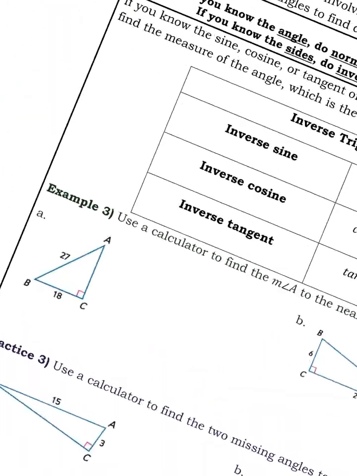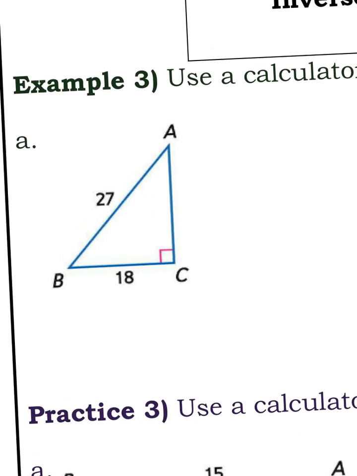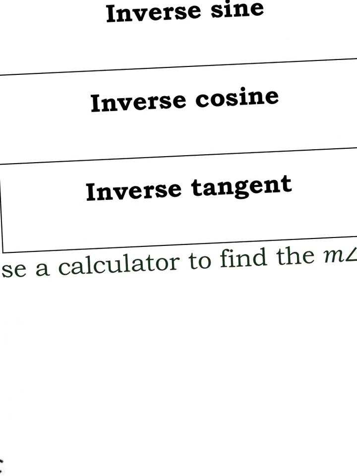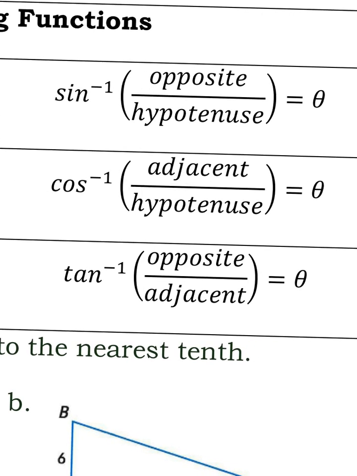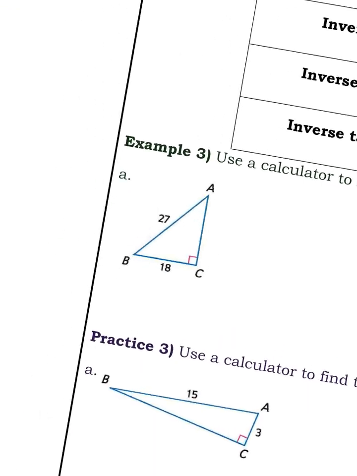Other than that, it's pretty similar to what you already know about sine, cosine, tangent, so SOH CAH TOA. Sine's opposite over hypotenuse, cosine's adjacent over hypotenuse, tangent is opposite over adjacent. That doesn't change.